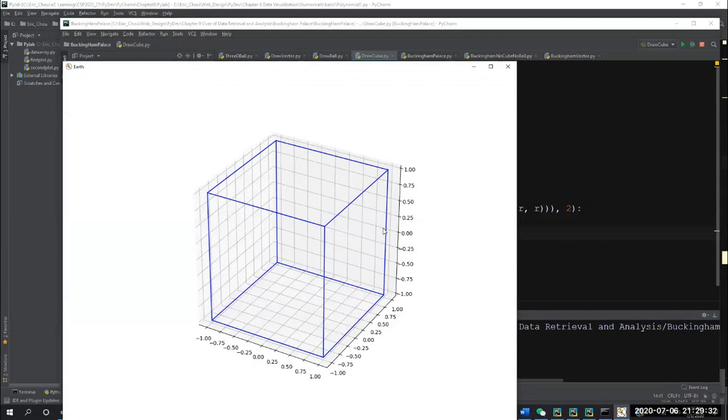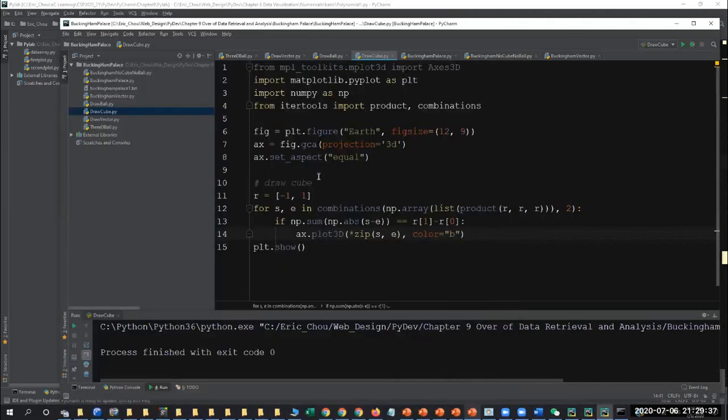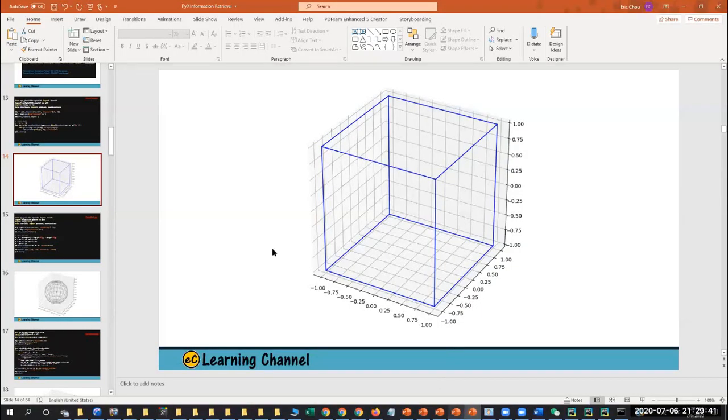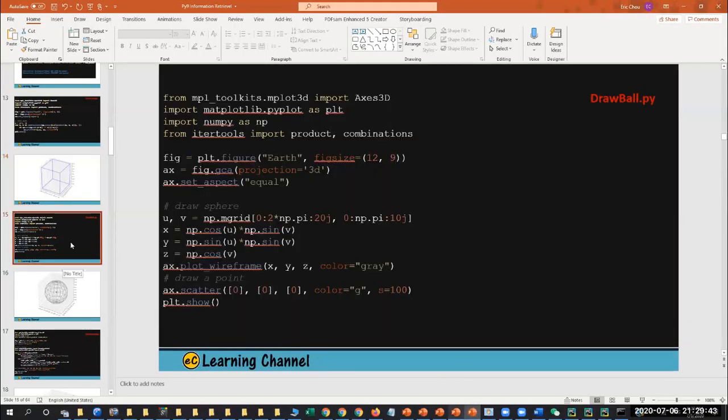So here we create that cube, and this one is because if we want to draw a 3D vector, it's actually better with this. Okay. It's better to have this one. So that's the first part.